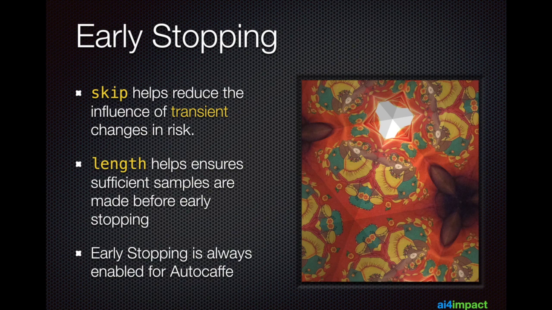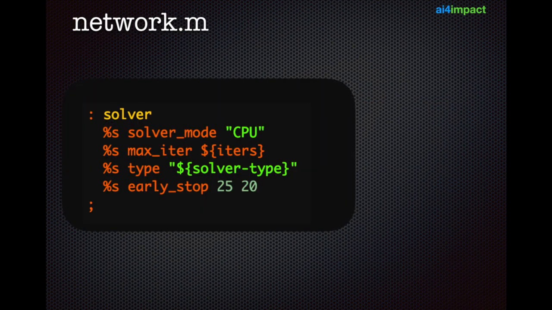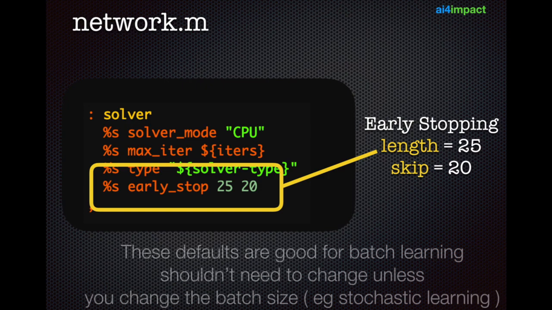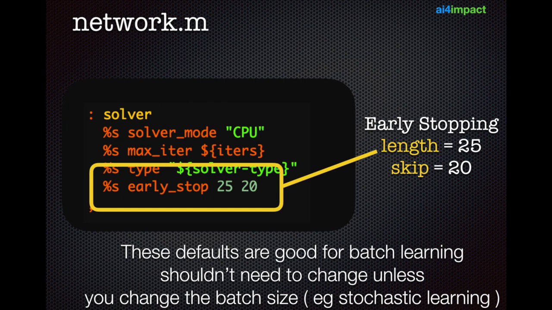Early stopping is always enabled for AutoCAF. If you look at the solver section of network.m, you can add an early stop section. In this case, the length is 25, and that's the first argument, and the skip is 20. These defaults are good for batch learning, and you shouldn't change them too much unless you change the batch size, for example, when you use stochastic learning.